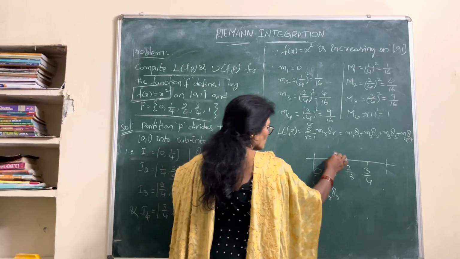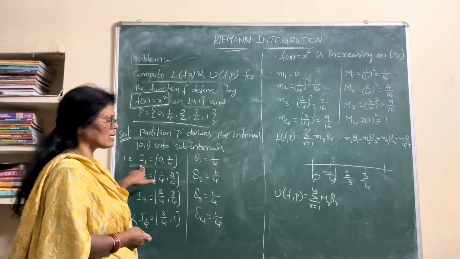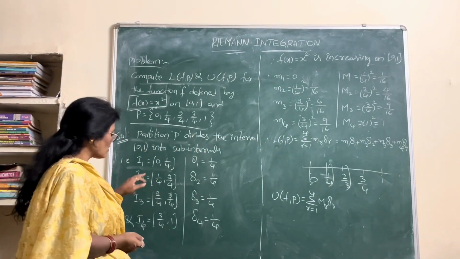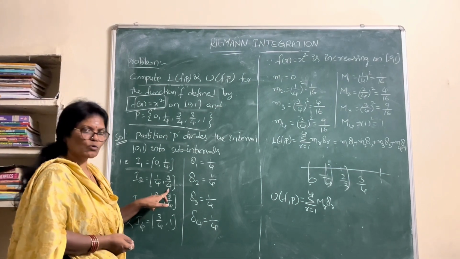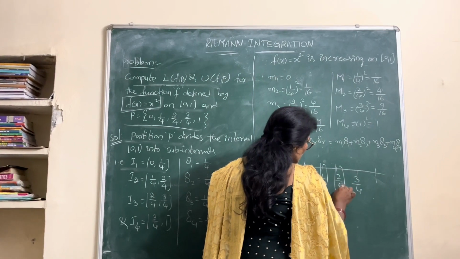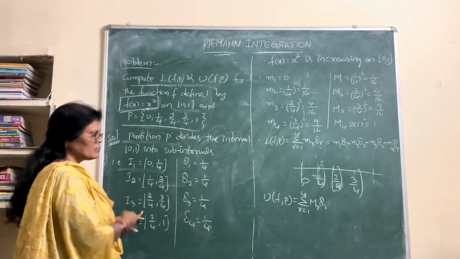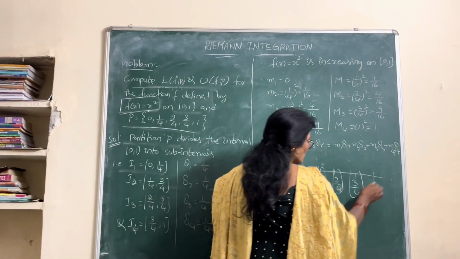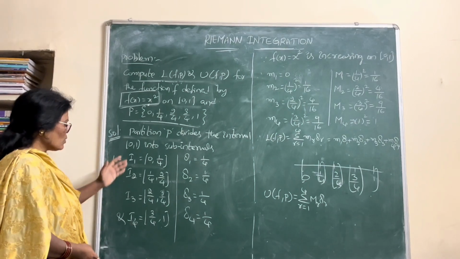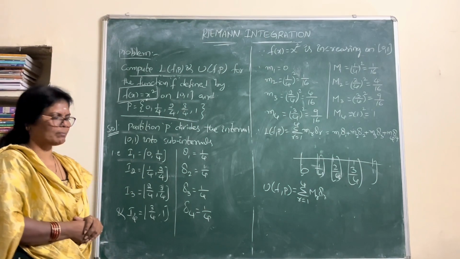The first sub-interval is [0, 1/4], that is I1. Then [1/4, 2/4] is I2. Next, [2/4, 3/4] is I3. The next sub-interval is [3/4, 1], that is I4. So these are the sub-intervals of the interval [0, 1].